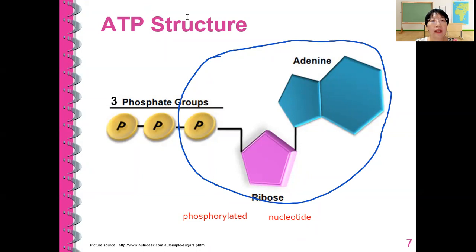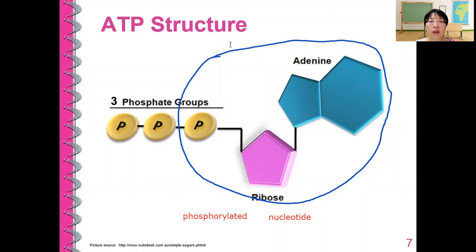Now, is this nucleotide an RNA nucleotide or a DNA nucleotide? Chloe. DNA or RNA nucleotide? DNA. You simply guess one, is it? Minus 1 mark. This is not DNA. Okay, this is an RNA nucleotide.